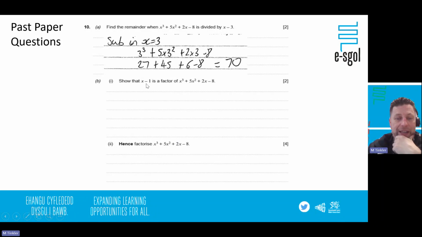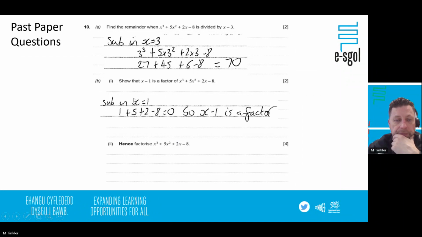Show that x minus 1 is a factor. We're going to substitute in 1, and we expect the answer 0. If we don't get 0, we have to check our workings. It did give us 0, so x minus 1 is a factor.